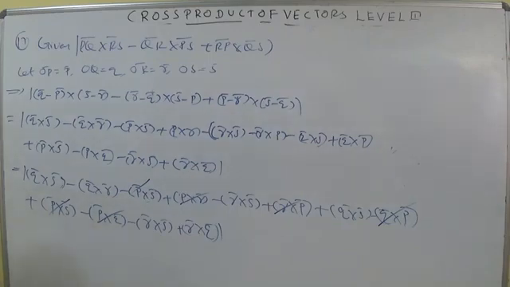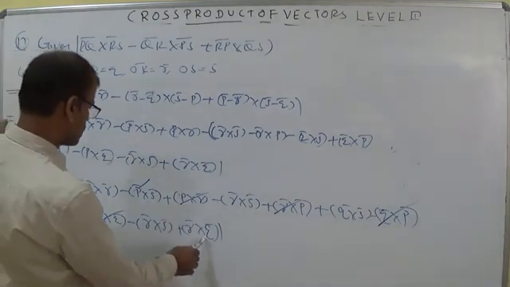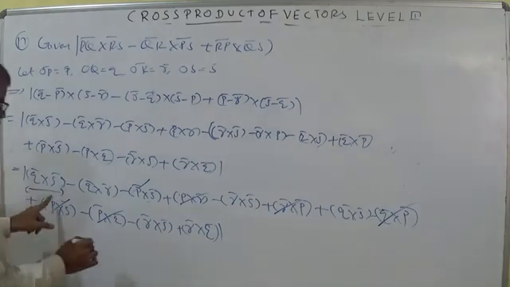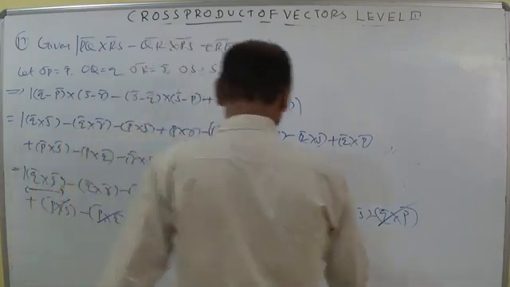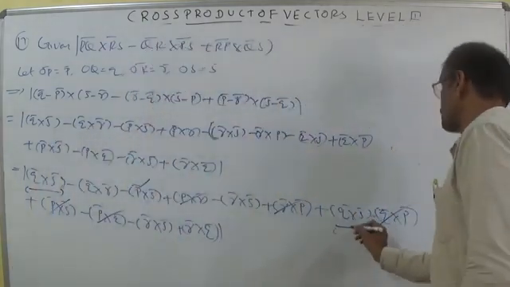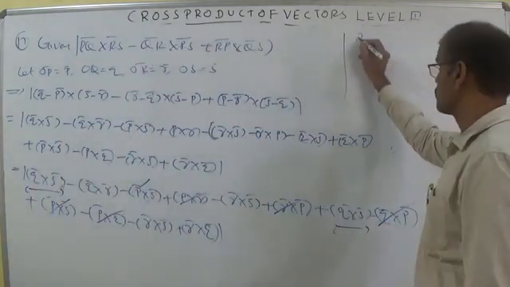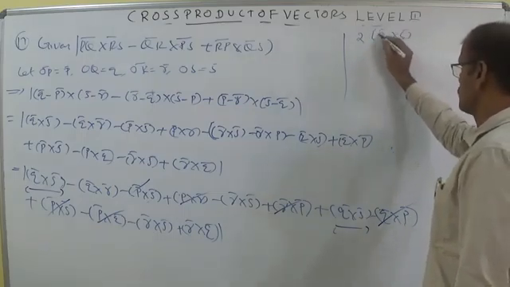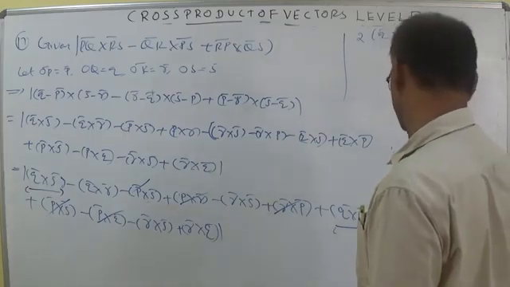In total, how many Q cross S are there? Here minus R cross S, 2 are there. Another R cross Q should be there, here plus R cross Q, so it becomes plus. Let us understand, this is Q cross S and this is Q cross S, so you can write here 2 into Q cross S, next 2 into Q cross S is there.